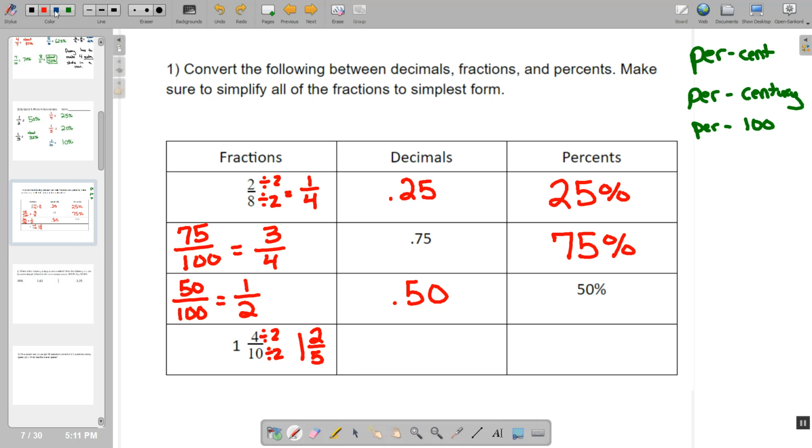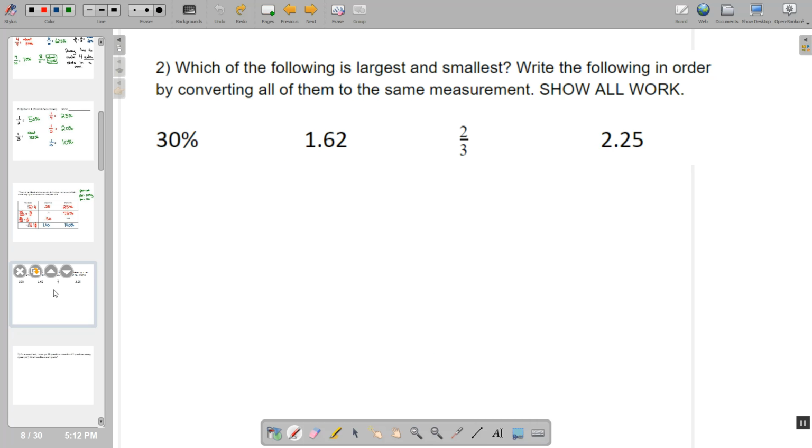Therefore, 2/5 is 40%. So this is 100% plus an extra 40%. You also could know that 4/10 is the same as 40 hundredths. Therefore, 1 and 40 hundredths, 140%. Now let's make our list of which is the largest and smallest, write them in order.